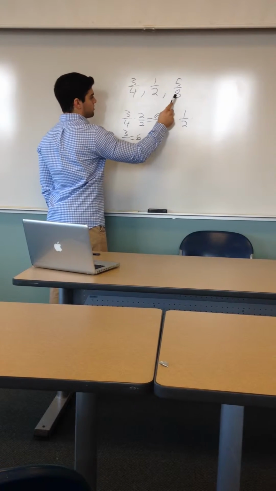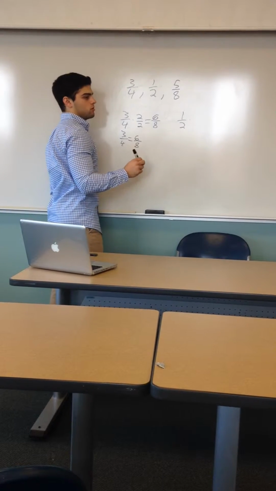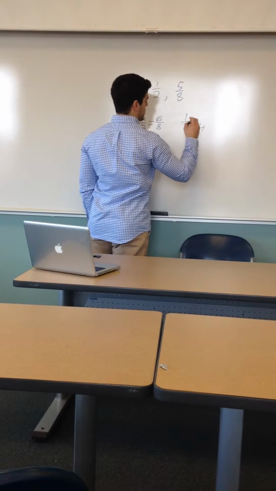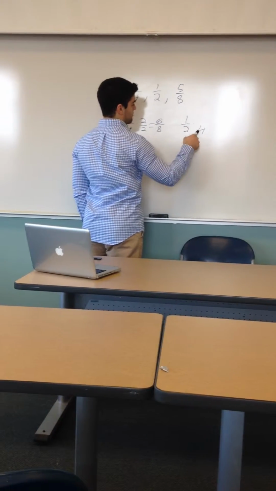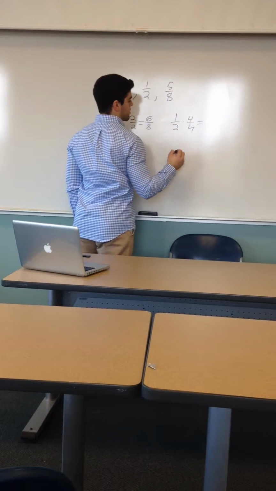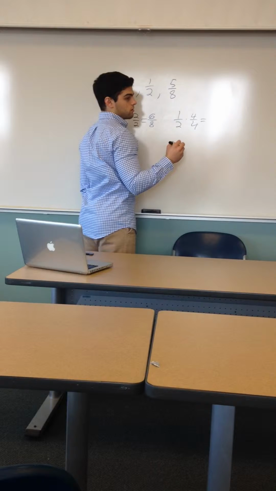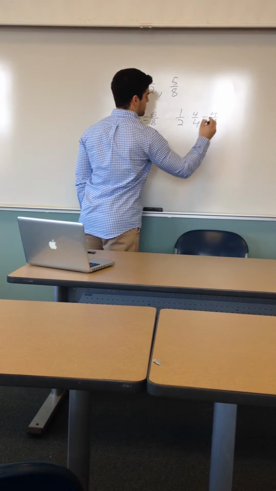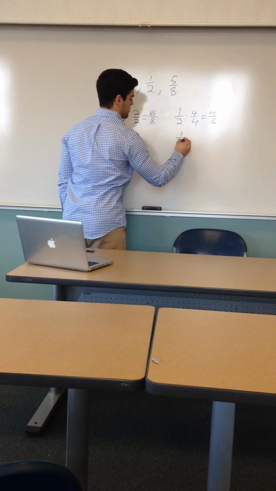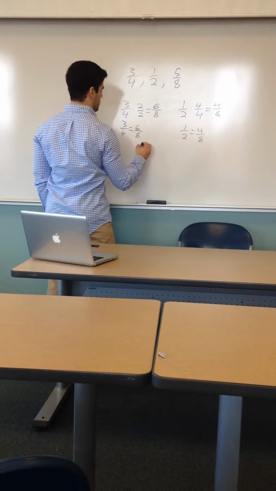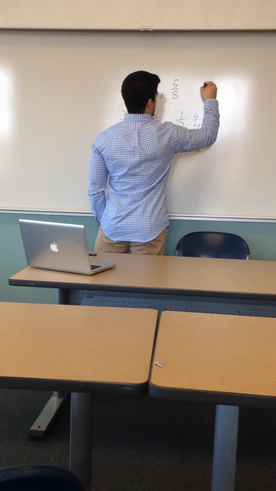And then what we do with a half is the same thing. We need to get 2 to equal 8. So what times 2 equals 8? Yes, 4. And then we have to do what we did on the bottom on top. So 4 times 1 is what? Yep, good job. And 2 times 4 is 8. So 1/2 equals 4/8.